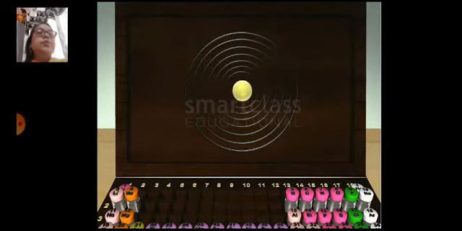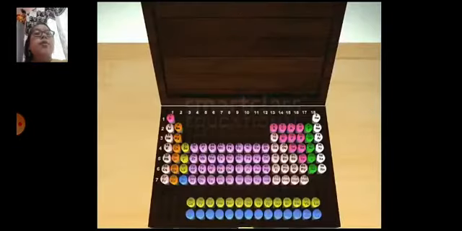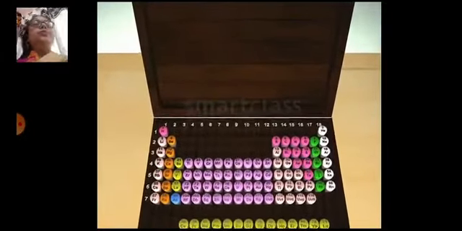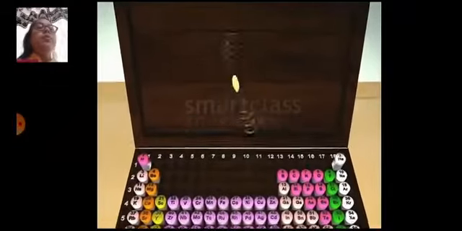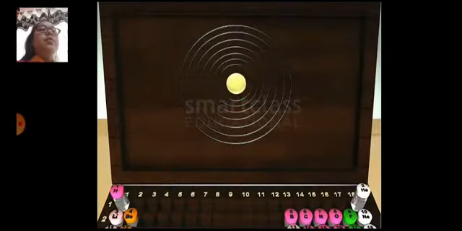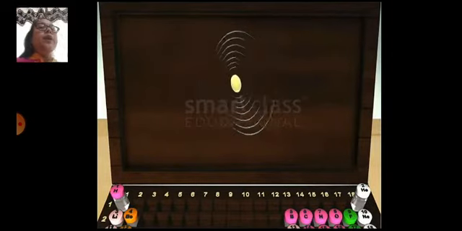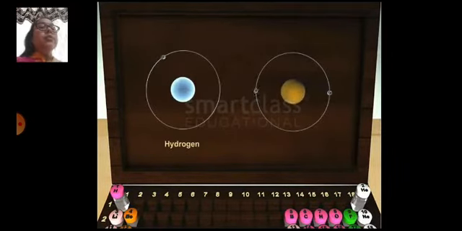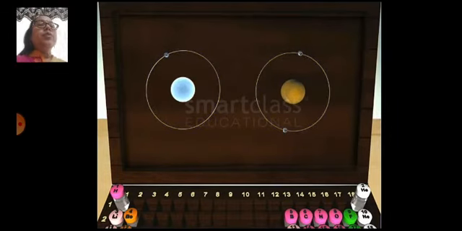The elements in the first period, where n equals 1, having the K shell, are hydrogen and helium. In hydrogen there is one electron, and the electronic configuration is 1s1. In helium there are 2 electrons, and the electronic configuration is 1s2.